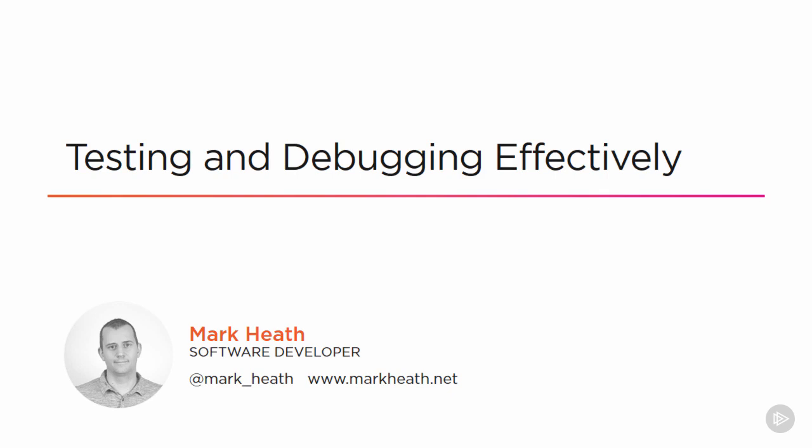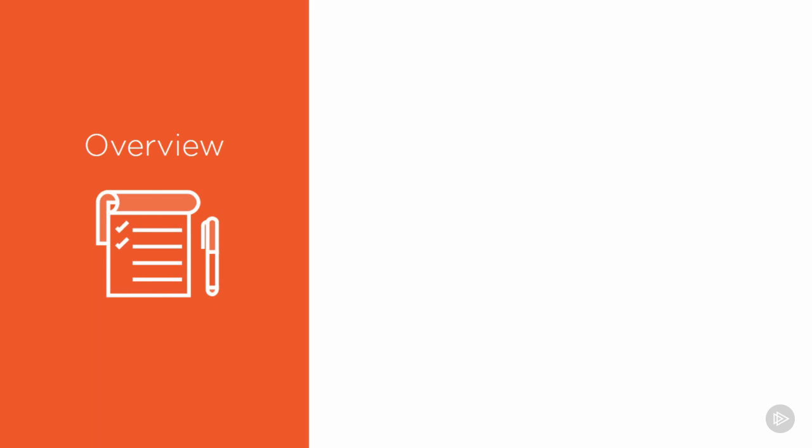Hi, Mark Heath here, and in this module we're going to answer the question, how can I effectively debug and test my LINQ queries? Now in this course we've seen lots of examples of LINQ pipelines that can solve quite complicated problems in relatively few lines of code. But what happens when things go wrong?